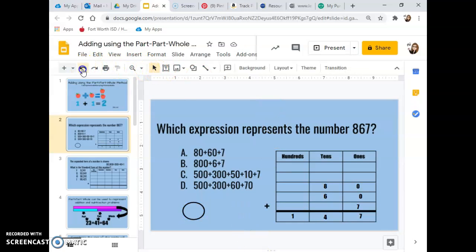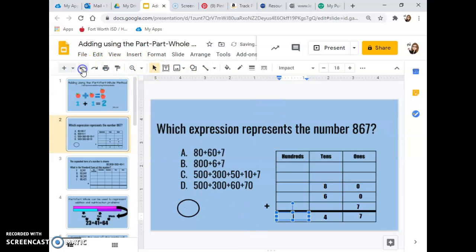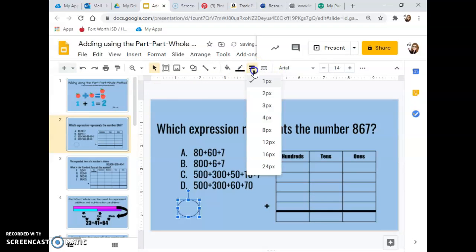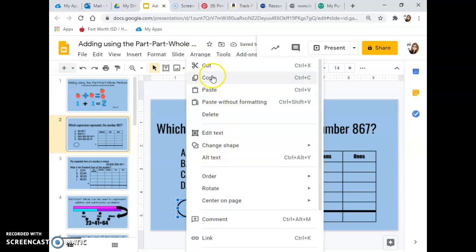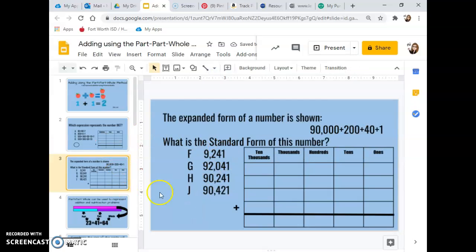So let me back up because there's another one on the next page that you're going to try as well. All right. Let's go ahead and move to the next page. On my next page, I see another question. The expanded form of a number is shown. 90,000 plus 200 plus 40 plus 1. What is the standard form of this number?